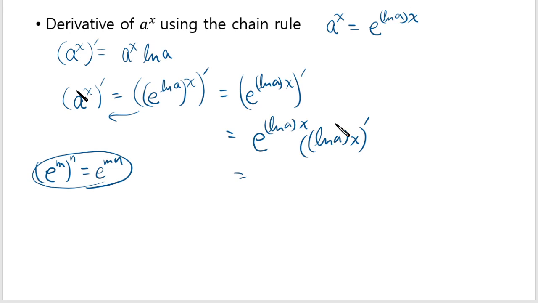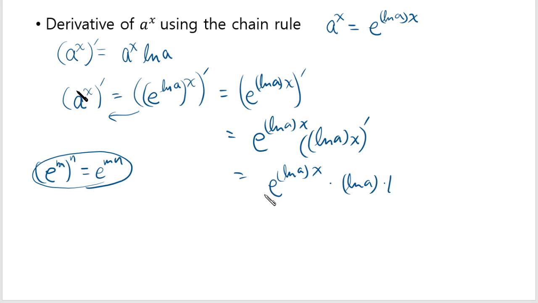And because ln of a is a number, don't be fooled. It looks like a function, but it's really a number because a is just a constant, right? It's a constant multiple of x. So this is really a coefficient of x. Any coefficient can be moved outside the derivative, so you're really just differentiating x, which gives you 1. So you end up with e to the ln of a times x, times ln of a, times 1.